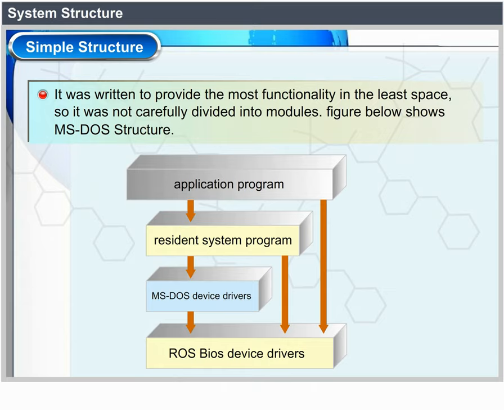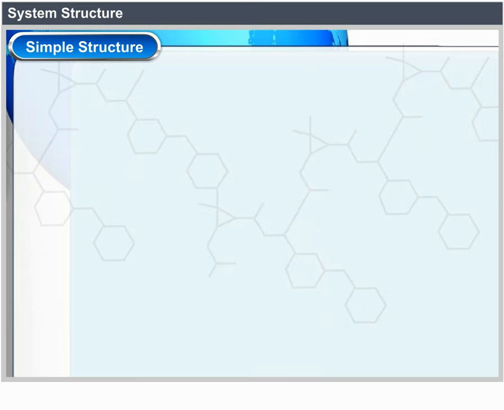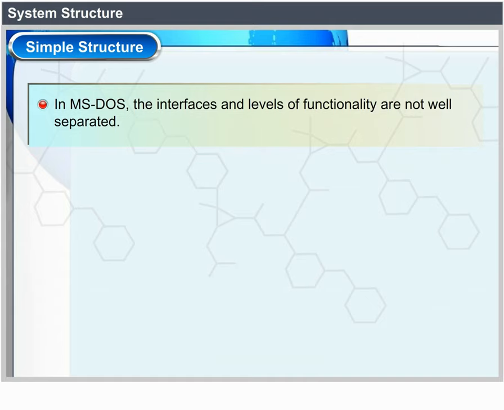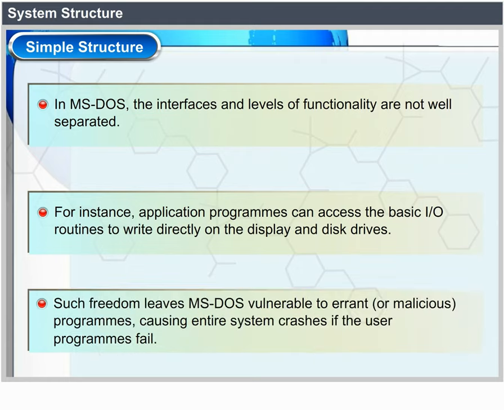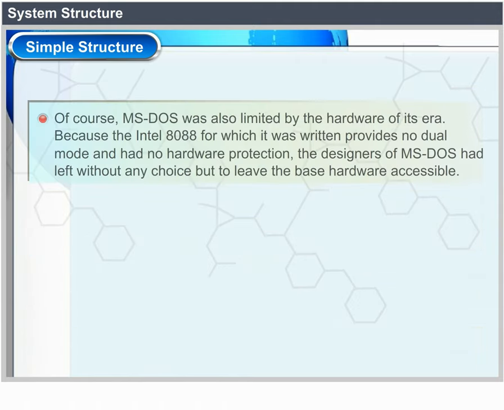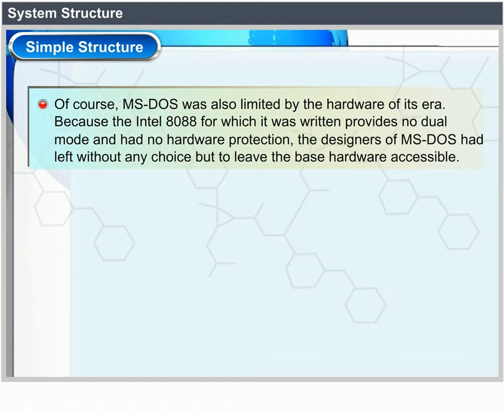In MS-DOS, the interfaces and levels of functionality are not well separated. For instance, application programs are able to access the basic input-output routines to write directly to the display and disk drives. Such freedom leaves MS-DOS vulnerable to errant or malicious programs, causing entire system crashes when user programs fail. Of course, MS-DOS was usually limited by the hardware of its era. Because the Intel 8088 for which it was written provides no dual mode and no hardware protection, the designers of MS-DOS had no choice but to leave the base hardware accessible.